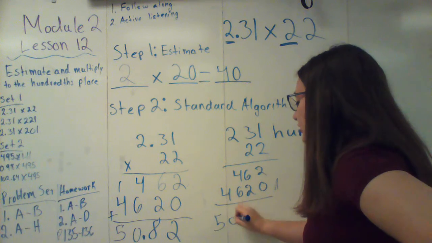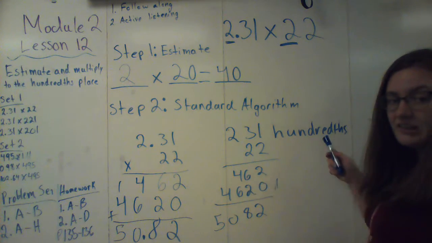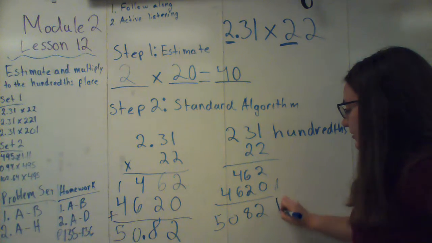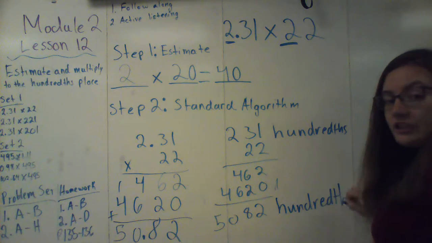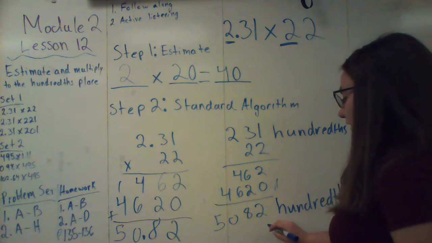But if you wanted to, you could still write it like this and have everything done and have the unit next to it instead of bringing the decimal straight down. And then down here, you would write the unit hundredths. So you have 5,082 hundredths. And then you would just rewrite this number with the decimal in the correct spot.